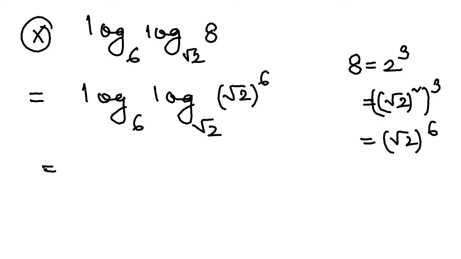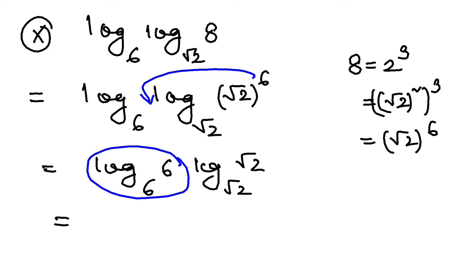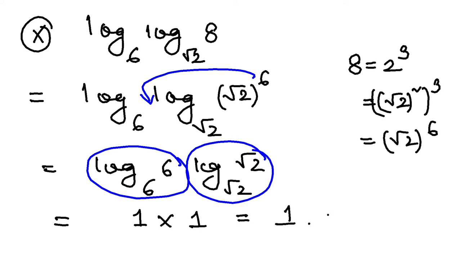Alright, okay, now the first log, nothing will happen over here. Now please pay attention, this 6 will come here, right? So we'll have 6 here and a log root 2 base root 2. So now this is log 6 base 6, which is 1, and this is log root 2 base root 2, which is also 1. So I have 1 into 1. My final answer is 1 only. Alright, so I have discussed all the questions from question number 5. Let's take question number 6 also, which is similar to question number 5.